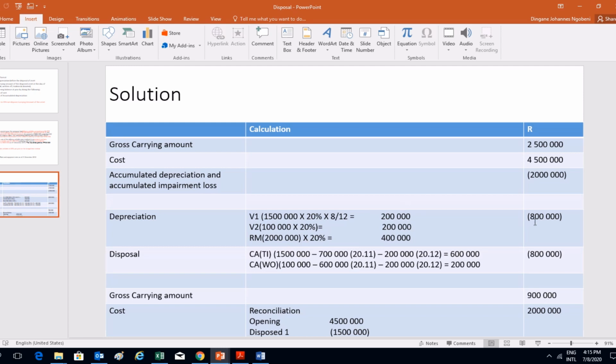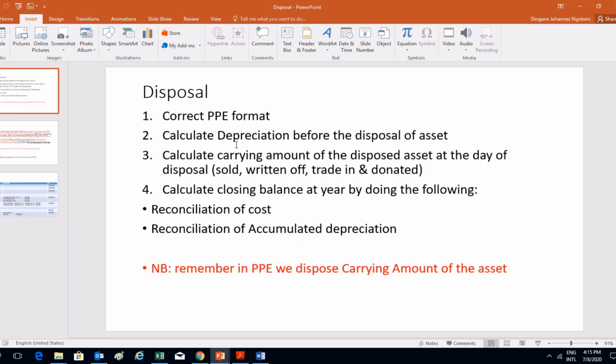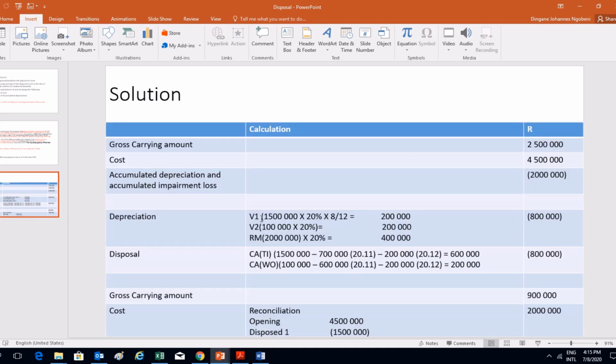Then I have how much? 800,000. Then is this what I'm talking about? Calculating depreciation before the disposal. Can you see? Here's my depreciation before the disposal on 1 September. Here's my depreciation before the disposal on 31st December. Then this is the current depreciation for the year, which is 800,000.